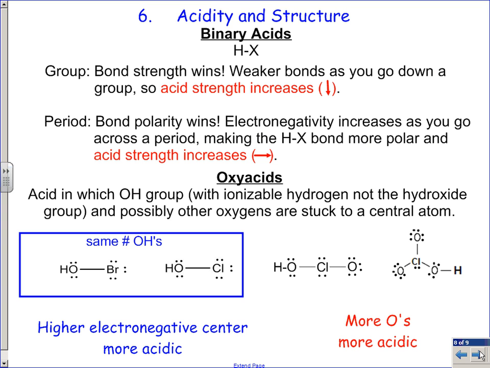Now, that actually is also something that's affected when we're looking at oxyacids. That whole bond polarity type situation is very important in our oxyacids. So first, you've got 2 different situations with binary acids, and then we've got oxyacids. Now, remember, an oxyacid is an acid in which an OH group, and this is not ionizable hydroxide. It's an OH with an ionizable hydrogen. So be careful, we're not talking about hydroxides here. So no metal hydroxides. And possibly other oxygens stuck to the central atom as well.